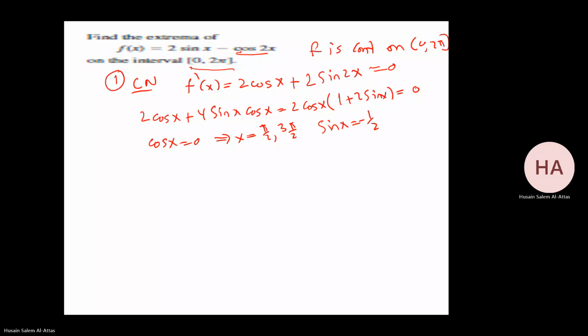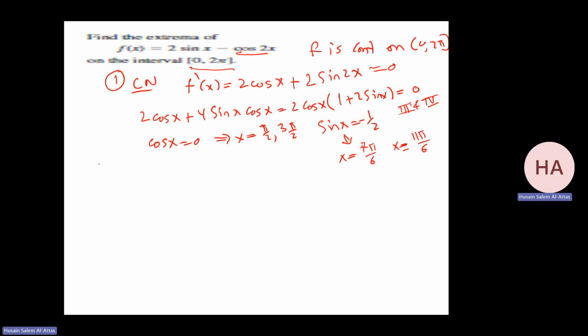When does sine x equal minus half? It's pi over 6, which is the 30 degree angle, but in the third and the fourth quadrants. So x equals pi plus pi over 6, that would be 7 pi over 6, and x equals 2 pi minus pi over 6, that will be 11 pi over 6.